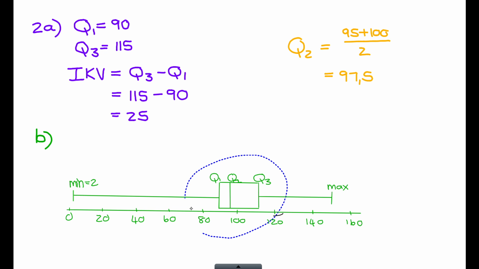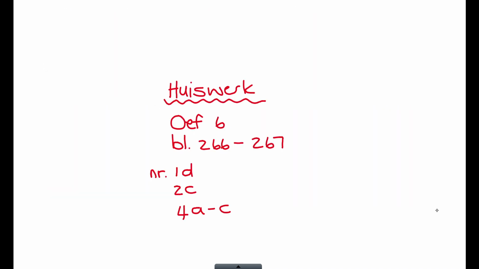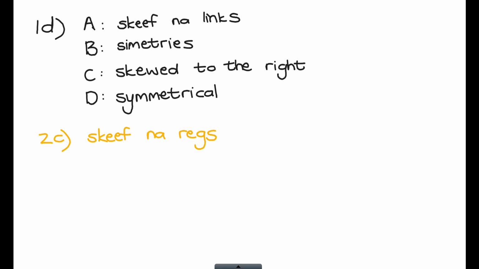So as jy kyk na hierdie box and whiskers aan die onderkant, nee, jy kan duidelik sien dat aan die regterkant is daar meer data, nee, on the right hand side of your Q2 or median, you'd have more data. That is why it is skewed to the right. Okay, skeef na regs. Enige vrae daar? Any questions there?